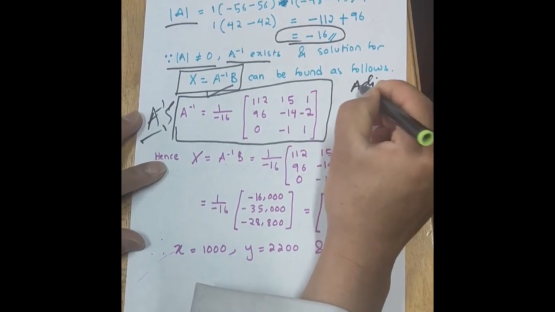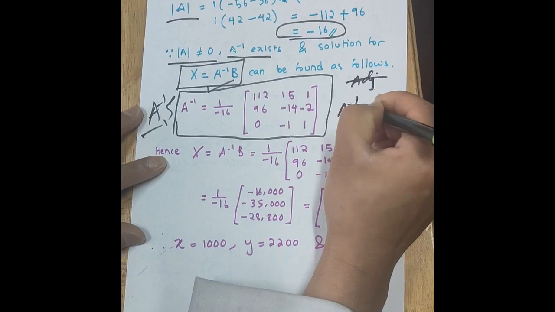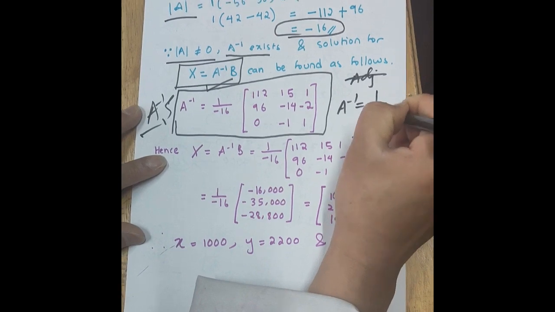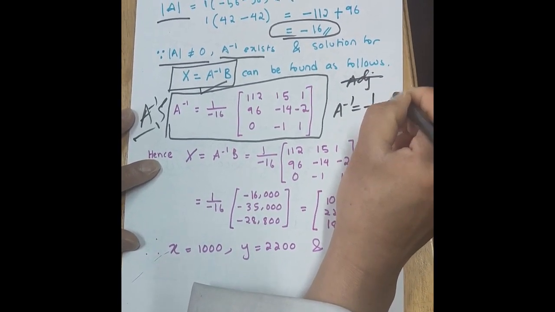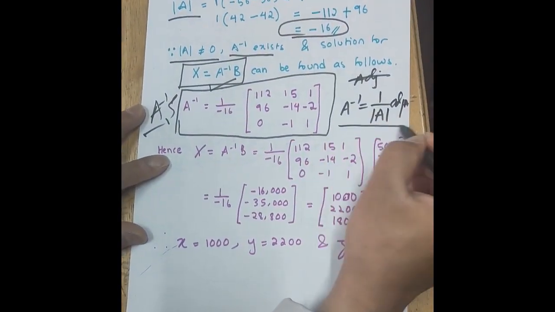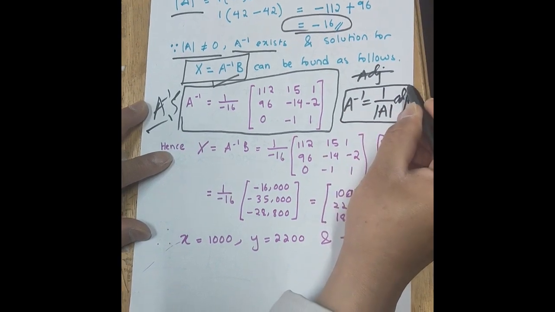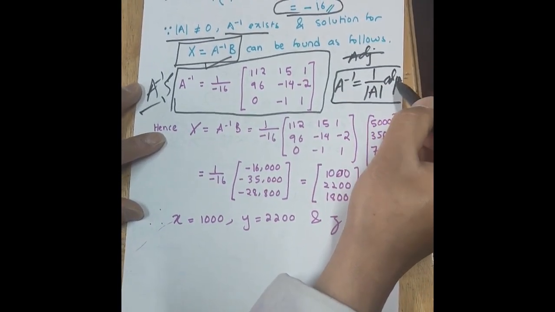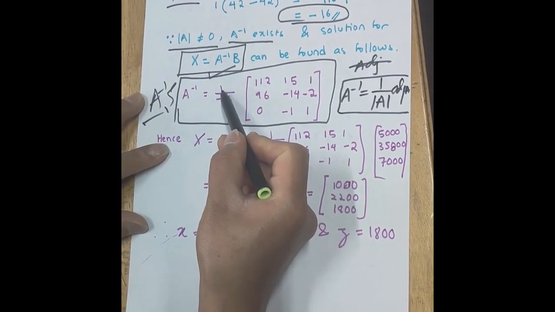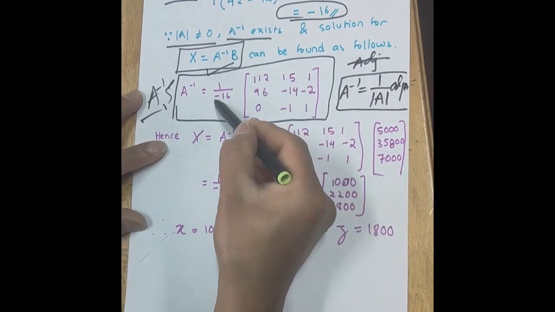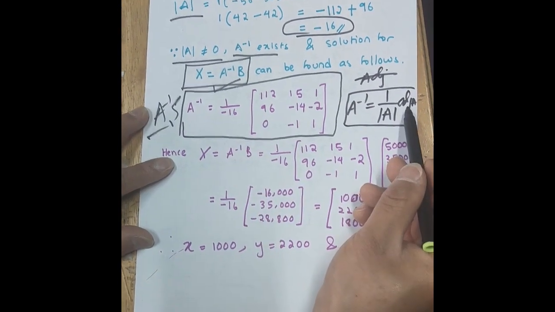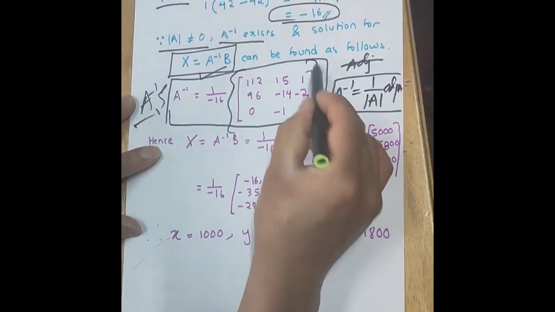As you know, the formula to find the A inverse is equal to 1 by determinant of A times adjoint A. So that's what we did here. We calculated the determinant as shown above. We have minus 16. 1 by determinant of A is 1 by negative 16. And adjoint A, this matrix is our adjoint A.